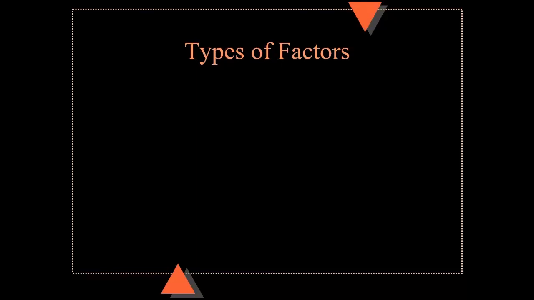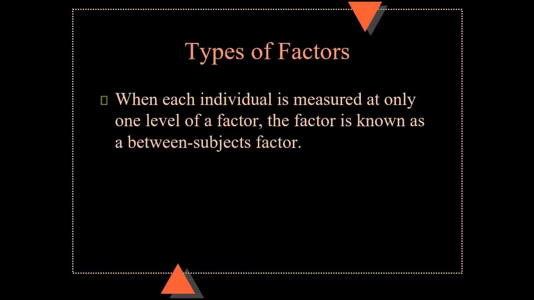So as a first step in this, let's identify two types of factors that we see when we design experiments or observational studies. I've actually mentioned both of these types of factors, but now let's formally define it. When each individual is measured at only one level of a factor, the factor is known as a between subjects factor.